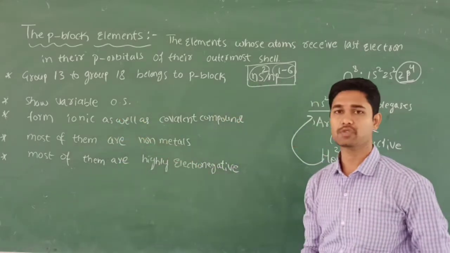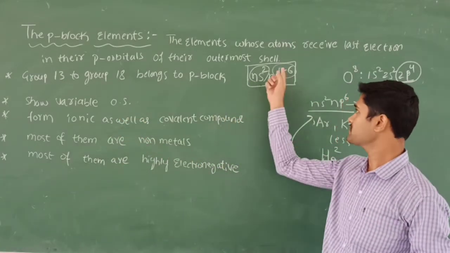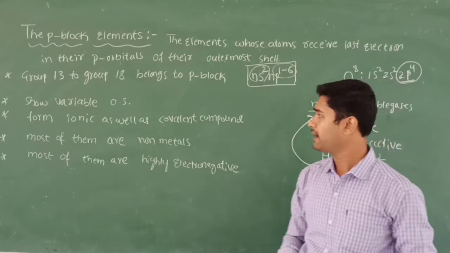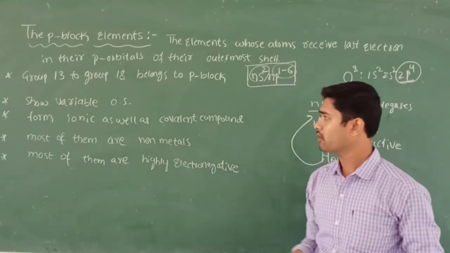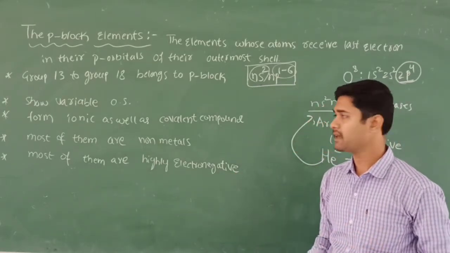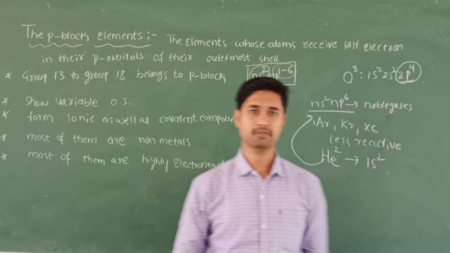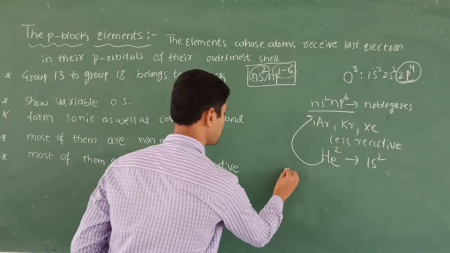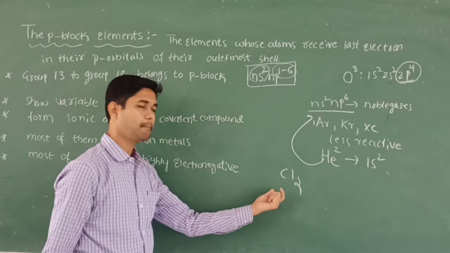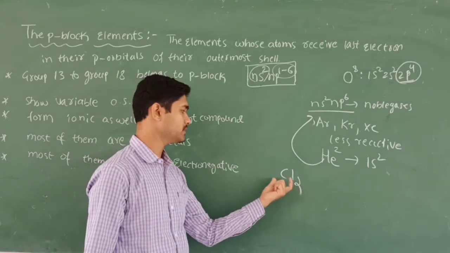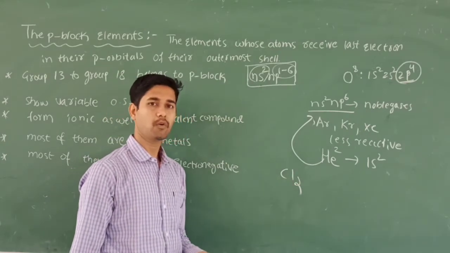So that's why they are going to show variable oxidation states because of this configuration. They usually form ionic compounds as well as covalent compounds. Covalent compounds, you know this one, that is chlorine gas. They form a mutual sharing of a pair of electrons between these two chlorine atoms. They form covalent compounds.